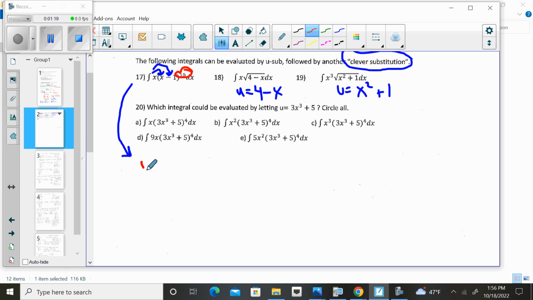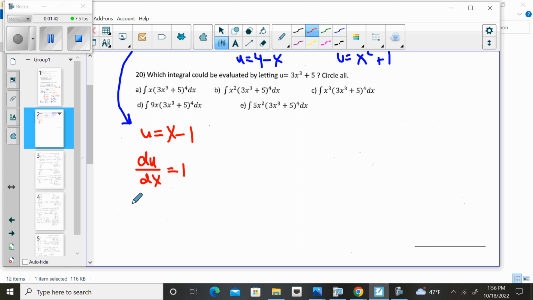All right, but notice what happens. I let u equal x minus 1. du dx is just 1. The derivative of x minus 1 is just 1, which means that if I multiply both sides by dx, du is simply equal to dx. All right, so let's go back and substitute everything for its equal.